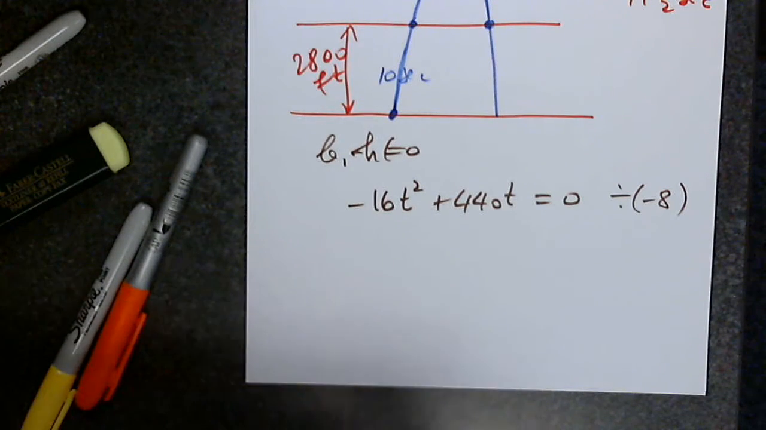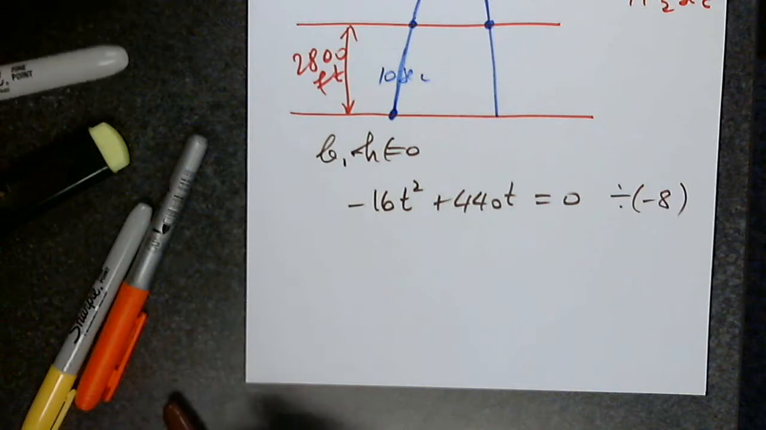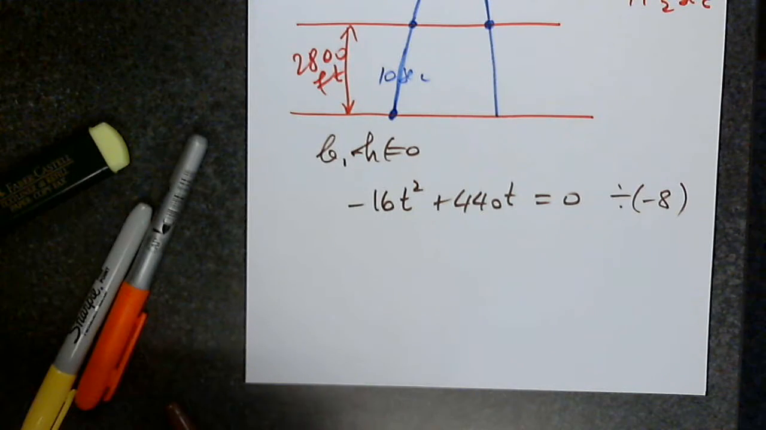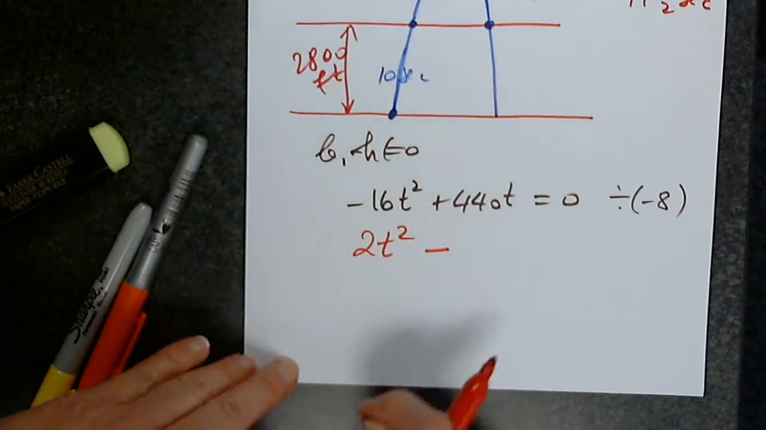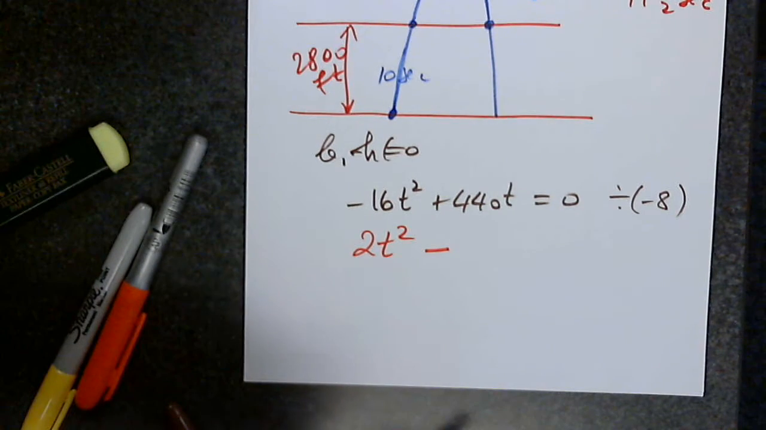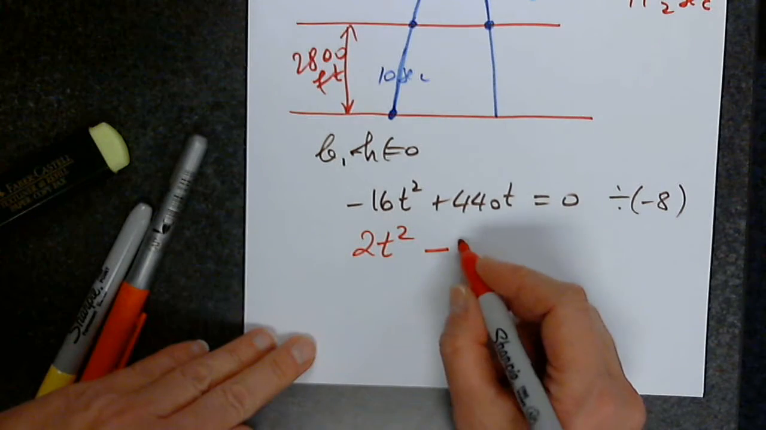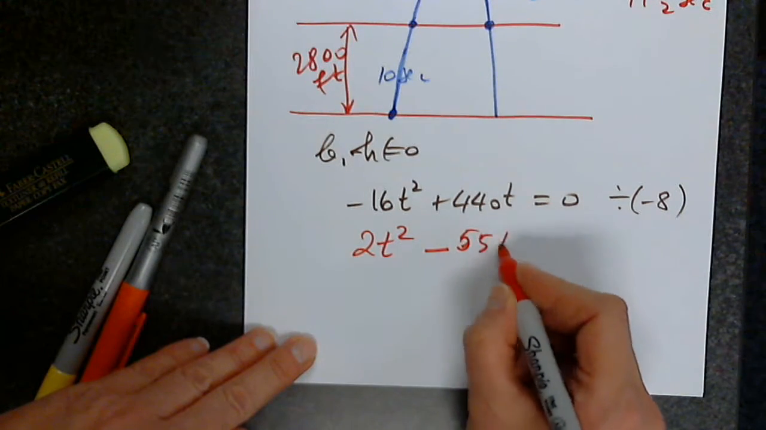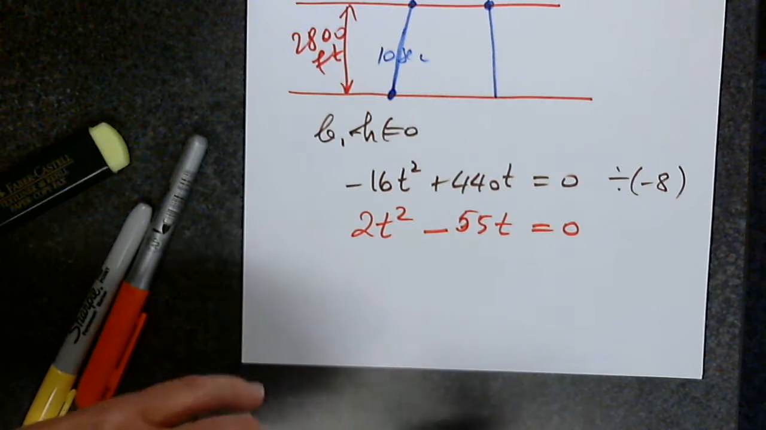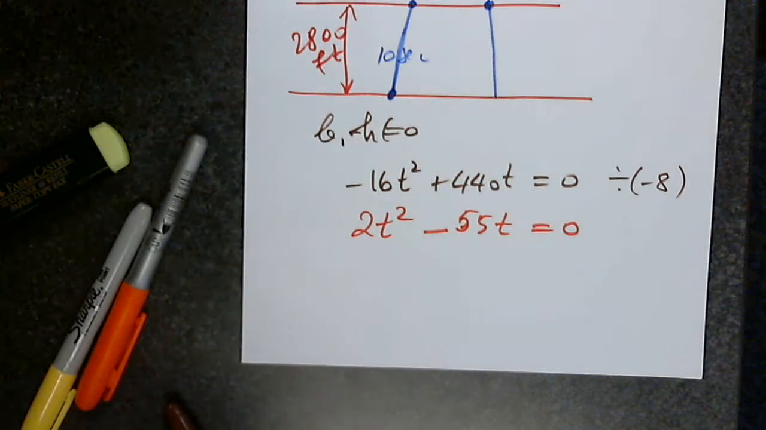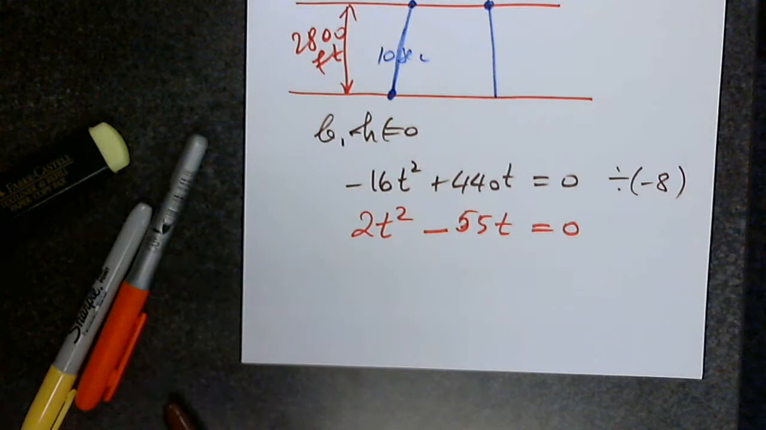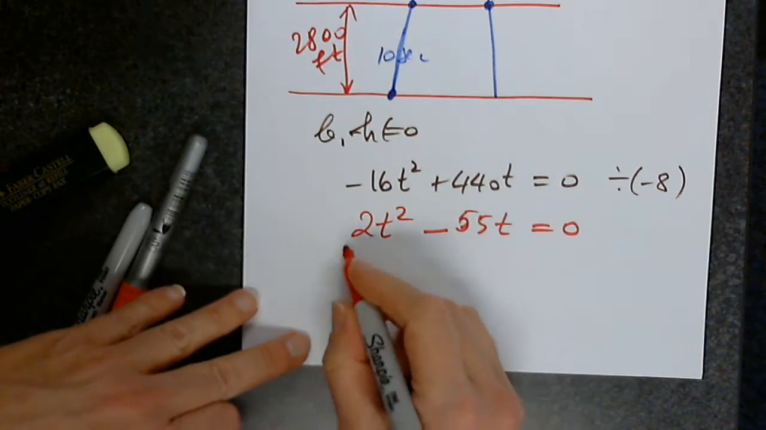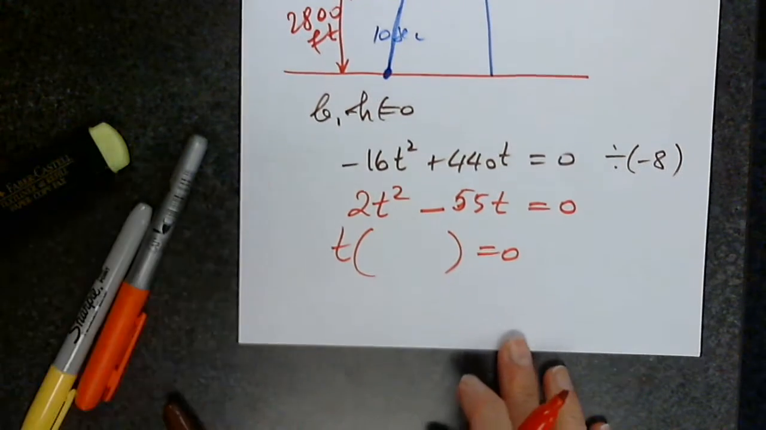So let's divide both sides by negative 8. Two t squared minus 55t. Good. Binomial in descending order, no greatest common factor anymore, no negative leading coefficient. Greatest common factor. Very good. And in parentheses?